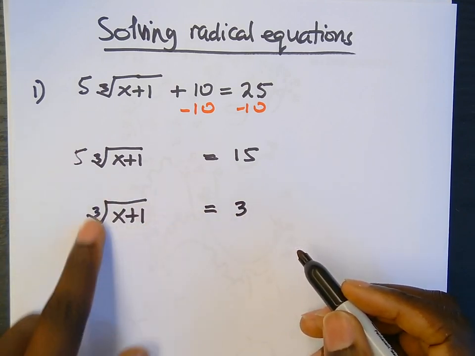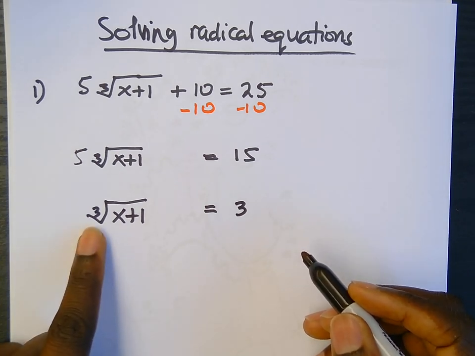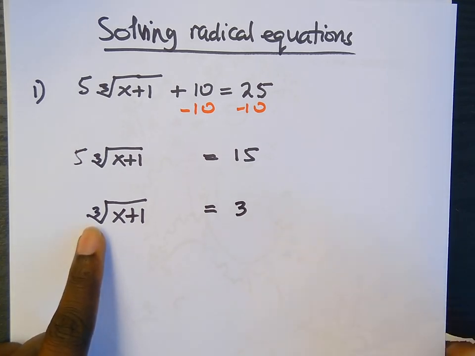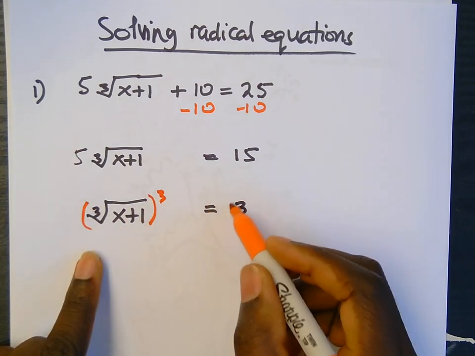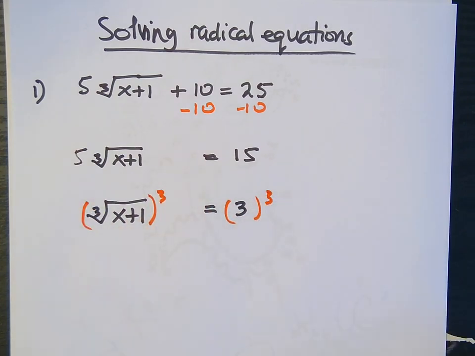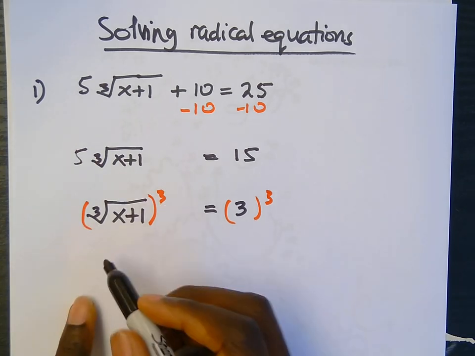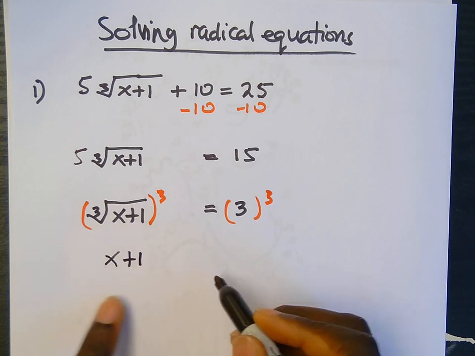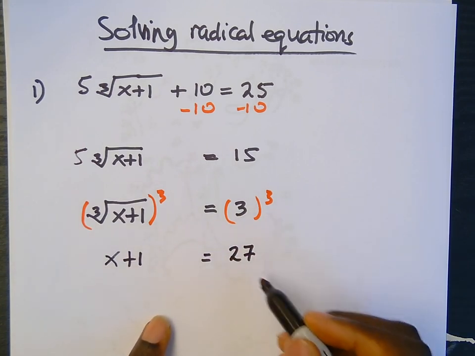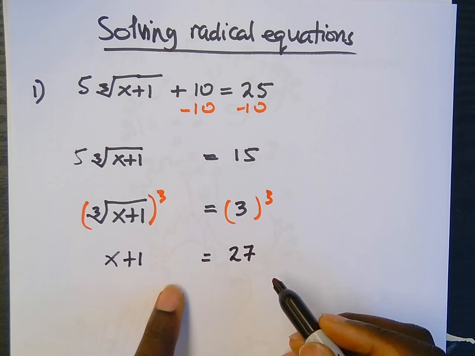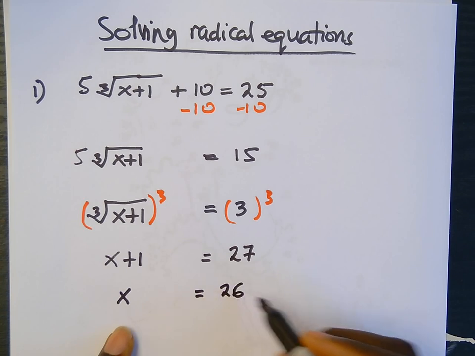Now with the radical by itself, we can undo the radical, or do the inverse operation of a cube root, which is cube. So we're going to cube both sides. By so doing, the cube root and the cube will cancel out. So I end up with x plus 1 on the left hand side, and the cube of 3 is 27. So finally we can subtract 1 on both sides, and we end up with x equals 26.